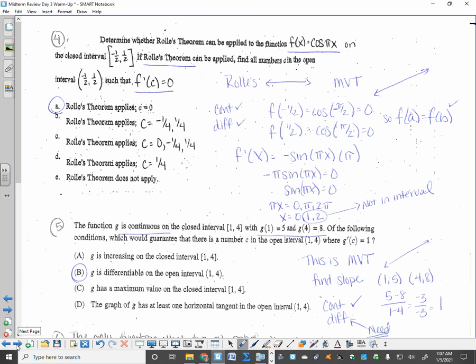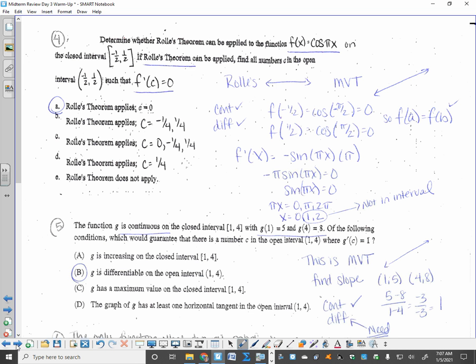Determine whether Rolle's theorem can be applied to cosine of pi x on the closed interval -1/2 to 1/2. If it can be applied, find all numbers c such that f prime of c equals 0. Okay, so let's talk about the difference between Rolle's and MVT. And you can see off to the side, I've written that out.